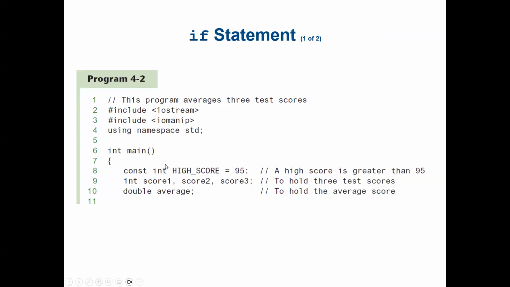So let's see one example here. This program averages 3 test scores. So again, we include iostream, iomanip, and then using namespace std. So we declare a variable named high score. It's a constant variable. We assign 95 to it. As we said in previous lectures, anytime you declare a variable as constant, we need to initialize it. Then we create 3 score variables, score 1, score 2, score 3. Then we have a variable named average to hold the average score.